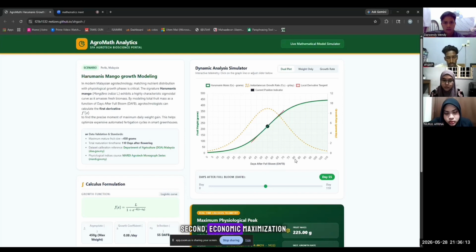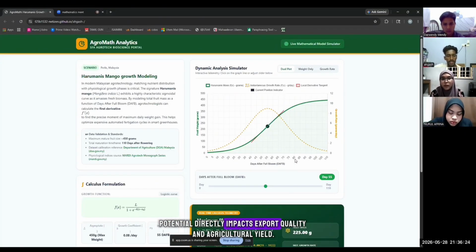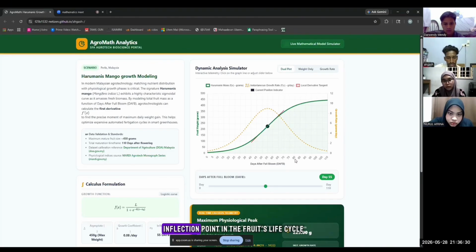Second, economic maximization. The Harumanis mango is a premium, high-value signature fruit in Asia. Maximizing fruit size to the 450 gram potential directly impacts export quality and agricultural yields. Third, pest mitigation. Identifying the exact inflection point in the fruit life cycle tells the farmer exactly when the fruit is most vulnerable, enabling timely physiological intervention to protect the crops.